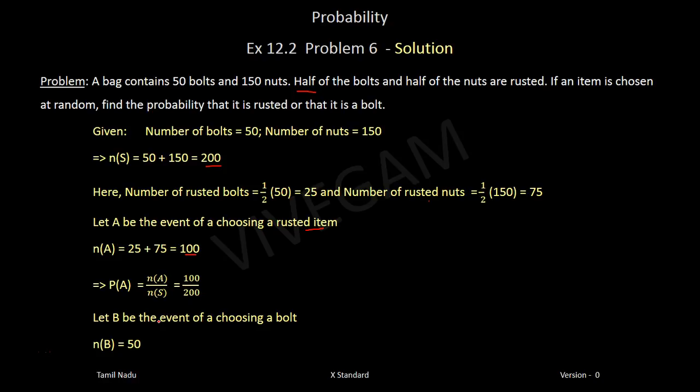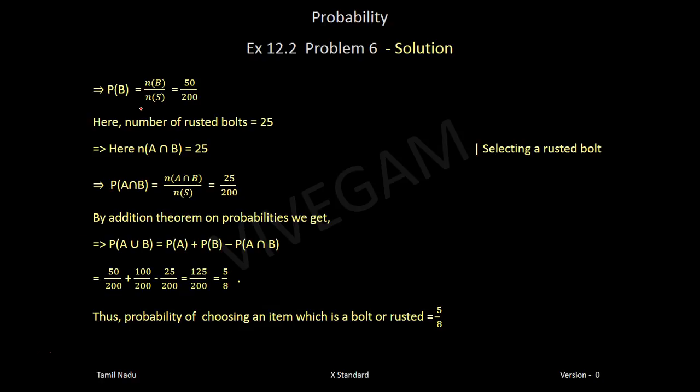Next, let B be the event of choosing a bolt. How many bolts are there? 50. Right? 50 bolts are there. Next, probability of B is N of B divided by N of S. We just saw N of B is 50. N of S, we know it is 200. So, it's 50 divided by 200.